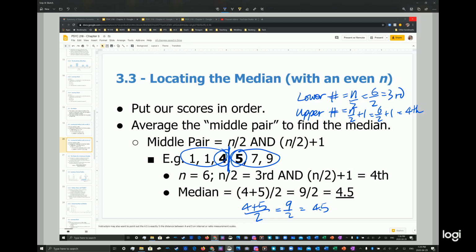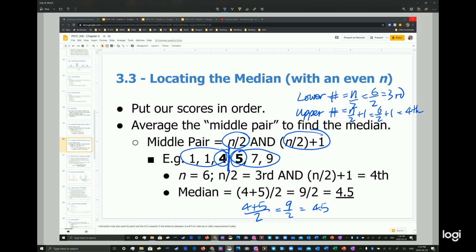So remember, for an odd number n, you will find an actual score, but for an even number n, you will average the middle pair. The lower number being n divided by 2, and the upper number being n divided by 2 plus 1.